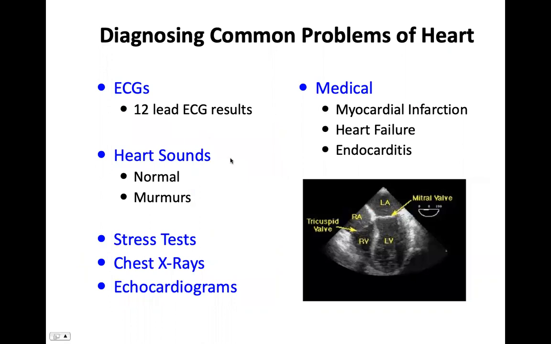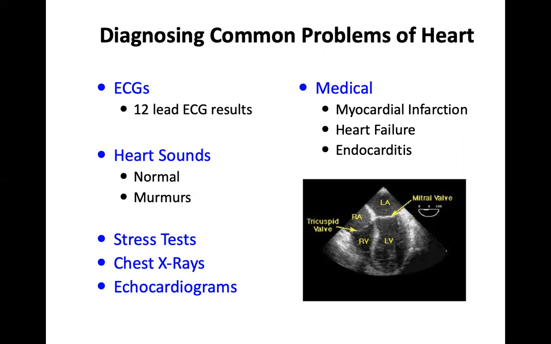So EKGs are commonly used for diagnosing heart issues. Stress tests, chest x-rays, echocardiograms, those are all diagnostic tests. And then medical, we talked about myocardial infarction, and that's something that we could look for with troponins. Heart failure, you want to look for a BNP.